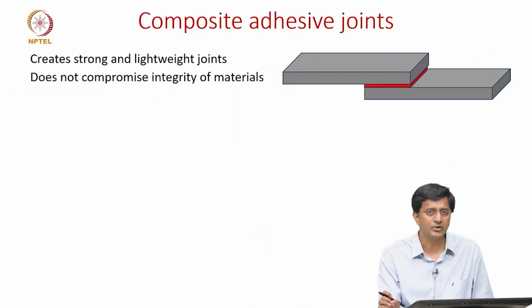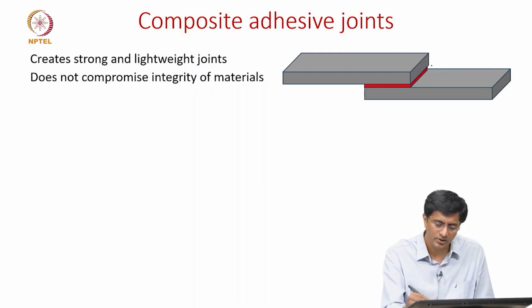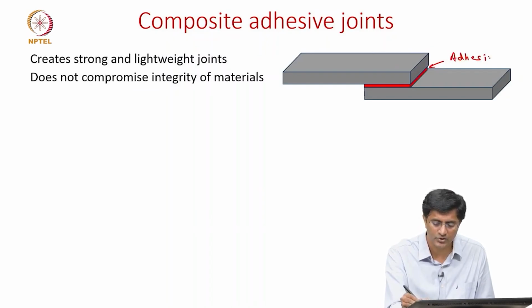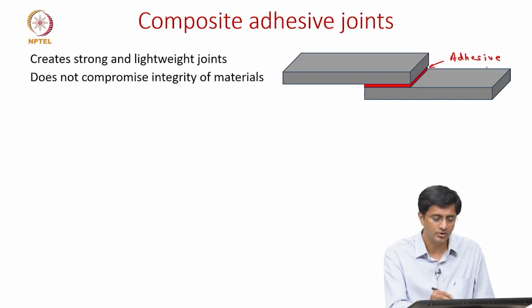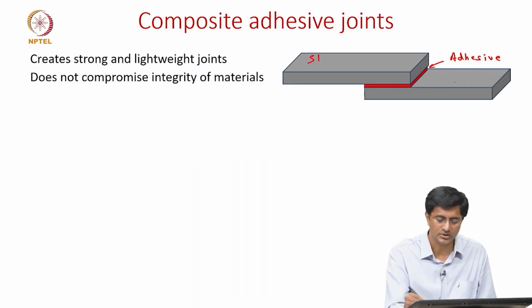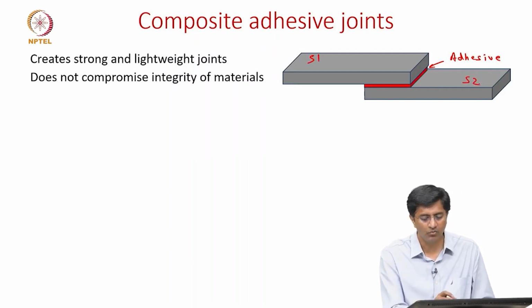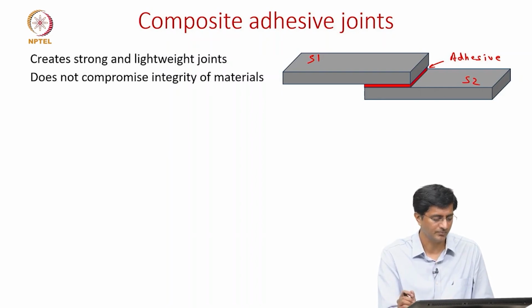Now let's focus our attention to composite adhesive joints. As we already mentioned, here we use an adhesive which is mostly a polymer based material to join two substrates. So let's say this is substrate 1 and substrate 2, one of it is a composite, the other could be either a composite or a metal.